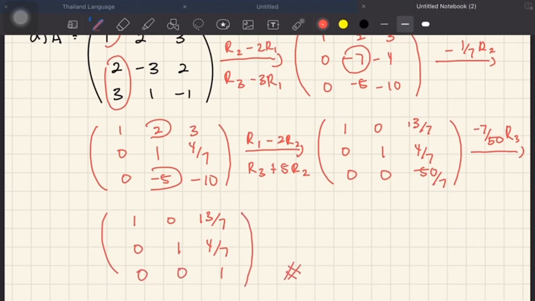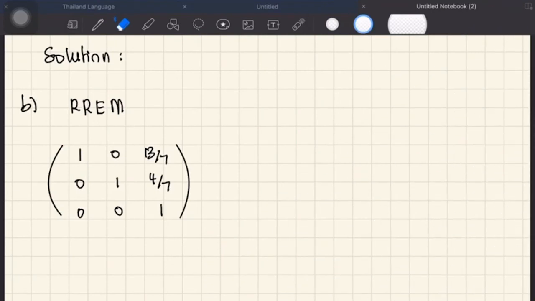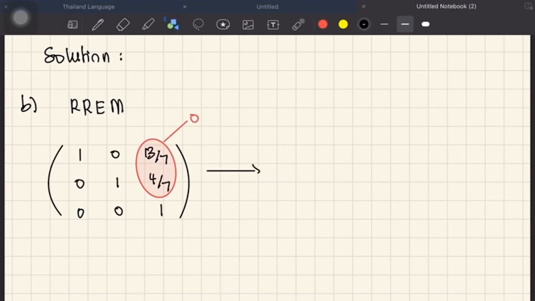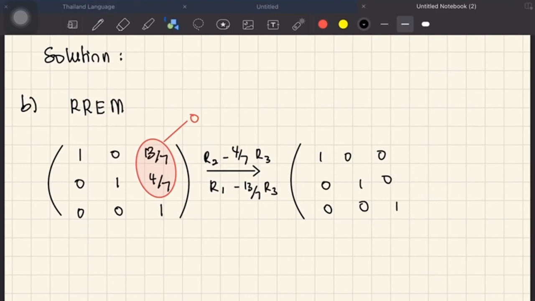Okay, so that's the answer for question A. Since we already got the REM from question A, we just need to continue to change it to RREM. So the first thing we need to do is change this to 0. So to change this to 0, we need R2 minus 4 over 7 R3 and R1 minus 13 over 7 R3. Then the answer we got is 1, 0, 0, 0, 1, 0, 0, 0, 1. Okay, so that is the answer for question B, RREM.